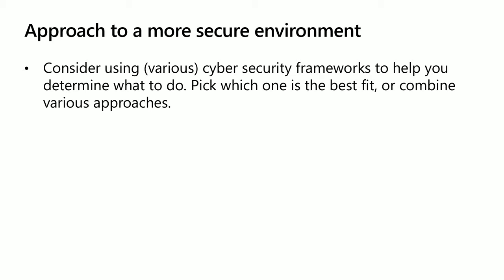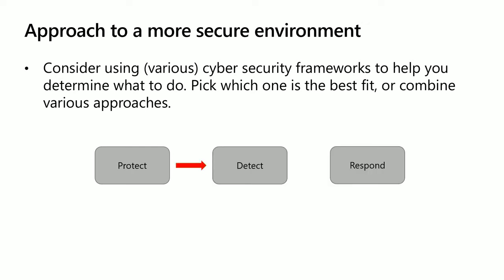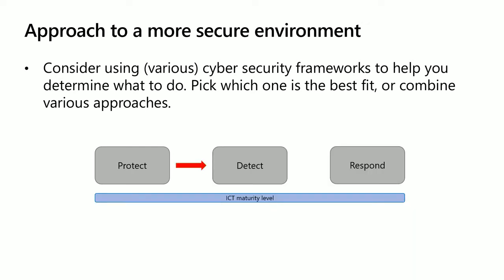Now, this being said, let's take a look at how to do that and what to do first, right? The approach there is distilled from various frameworks. Obviously, there's a NIST framework, there's PCI DSS, there's ISO frameworks, all of which tell you what you have to do, right? But in the end, it comes down to 3 simple steps, right? Protect, detect, respond. I'm pretty sure you've heard about this throughout the week. And my take on the protect, detect, respond pieces is really depending on your ICT maturity level.